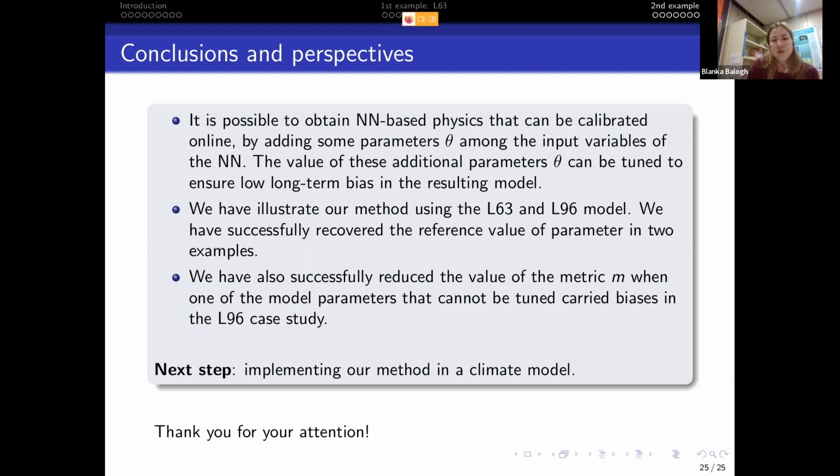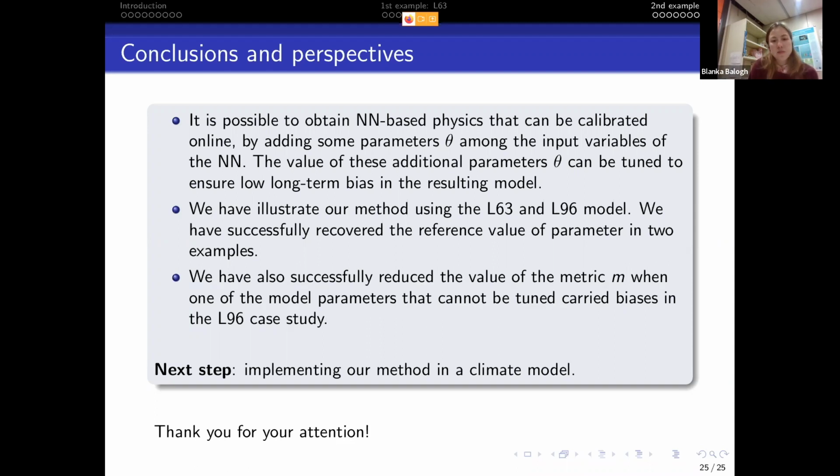And this method has been illustrated using the Lorenz 63 and the Lorenz 96 models. The first example, as well as the first example for Lorenz 96, has focused on the recovery of the reference value regarding a reference dataset, and we succeeded to do so in both examples. And more importantly, we have also succeeded to reduce the value of metric M, or the errors, when one of the model parameters that cannot be tuned carried biases in the Lorenz 96 case study, and this was achieved by optimizing only one variable in the neural network-based parameterization.